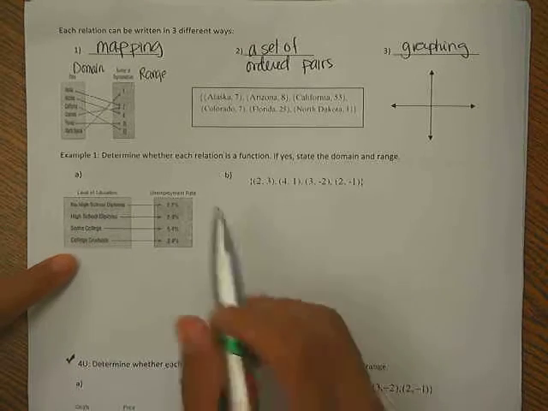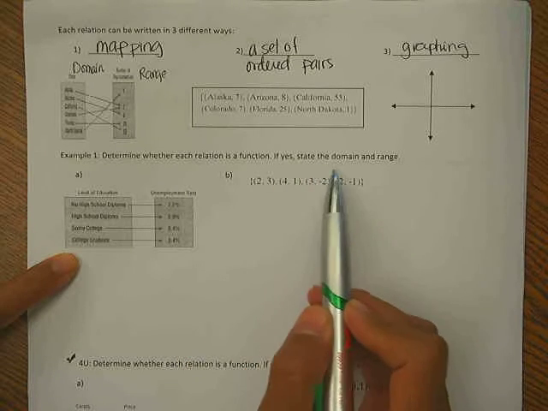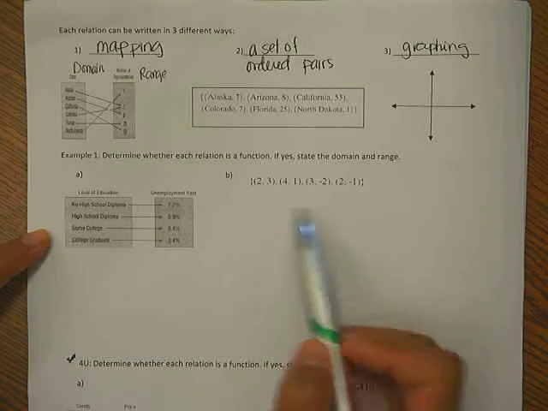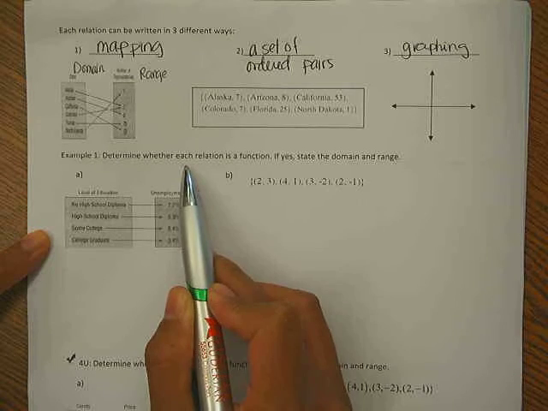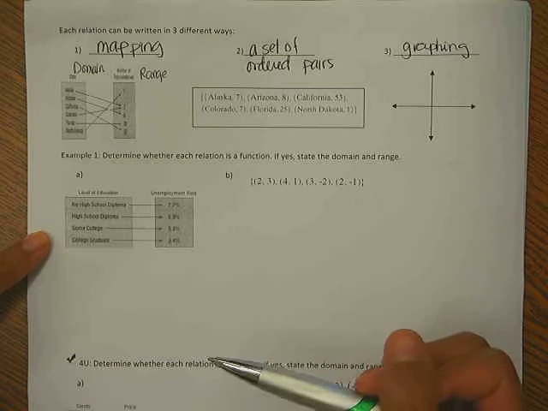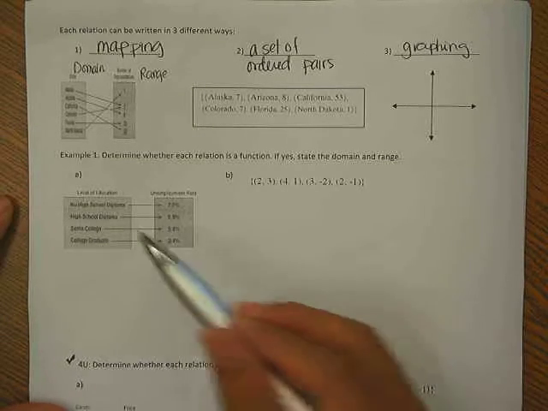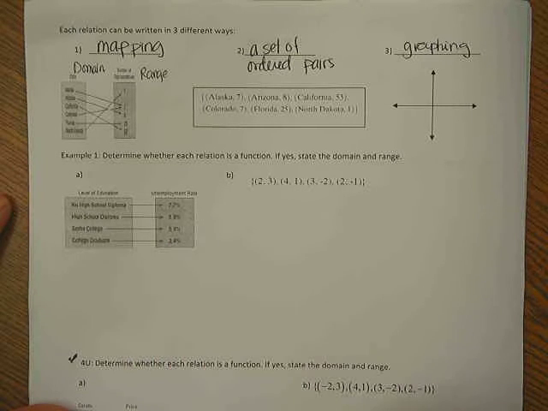Example 1, here we go. Determine whether each relation is a function. If yes, state the domain and range. So I have a mapping here and I have a set of order pairs. We're going to first decide whether this relation right here is a function or not. So based on your definition of a function, do you think this is a function or not?